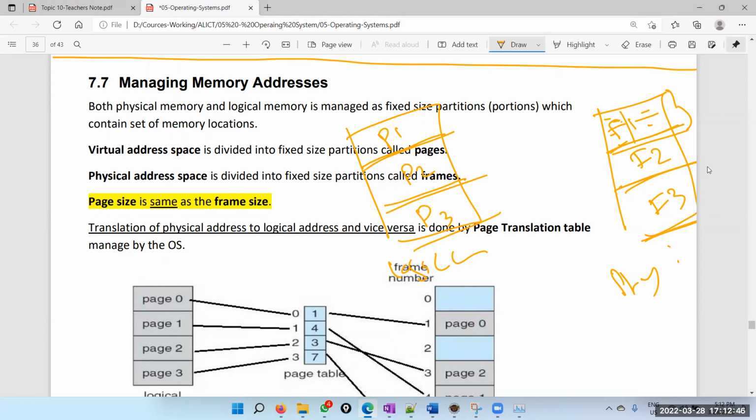Then there's another very important thing related to this page and frame. That is, the page size is always equal to frame size. This is something you have to remember, or you can just take note of it. What is the most important thing when you are doing these questions? Page size is equal to frame size. So if the page size is 1 kilobyte, one frame is also 1 kilobyte. It's never different.